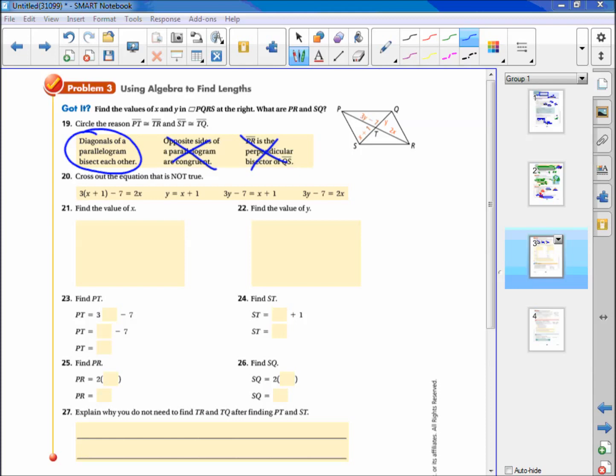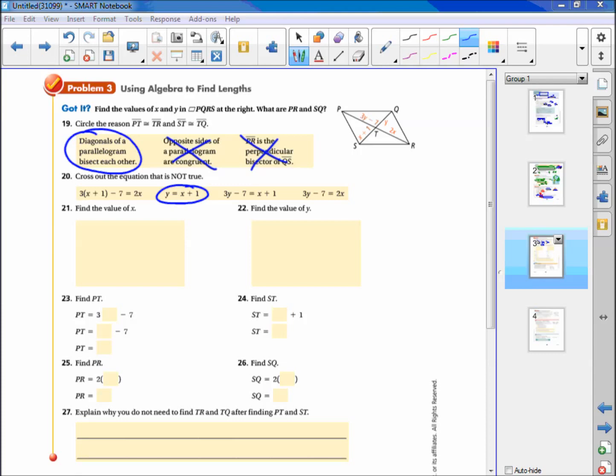Cross out the equation that is not true. Only one of these is not supposed to be true. So let's take a look at them closely. First off, if we go diagonal SQ, then I know x plus 1 should equal y. So y is equal to x plus 1. That one works.